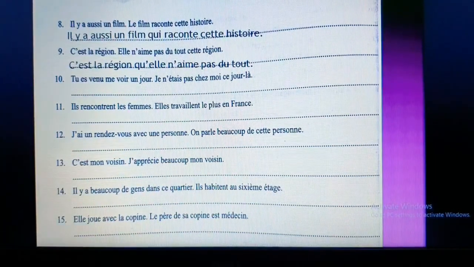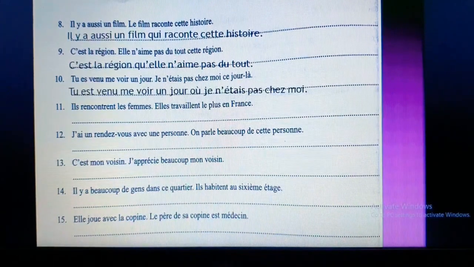Okay. Tu es venu me voir un jour. Je n'étais pas chez moi ce jour-là. So, un jour and ce jour-là will be replaced by what? That's right. Où. So, tu es venu me voir un jour où je n'étais pas chez moi. Okay. Next one, 11th one.